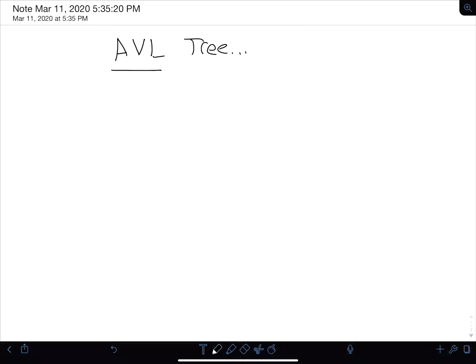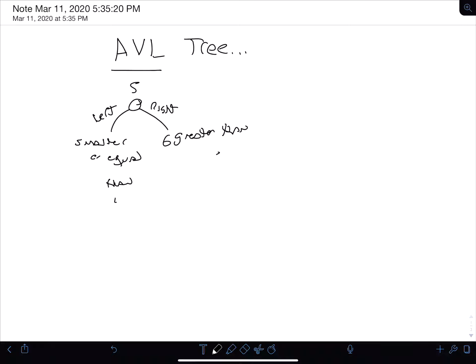And so the introduction to AVL trees I kind of gave you before, but I'll rehash it. We're going to go back to thinking about binary search trees now. So not just binary trees, binary search trees, meaning that if we have a root node, anything on the left of that is smaller or equal, and anything on the right is greater than the root. So if this was a 5, this could be a 4, and this would be a 6. Actually, here we'll say it's anything less than or equal to 5, and here it's anything greater than 5.